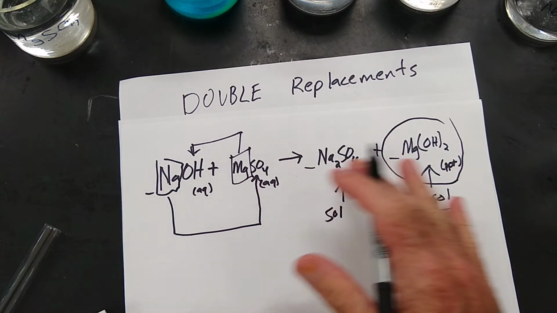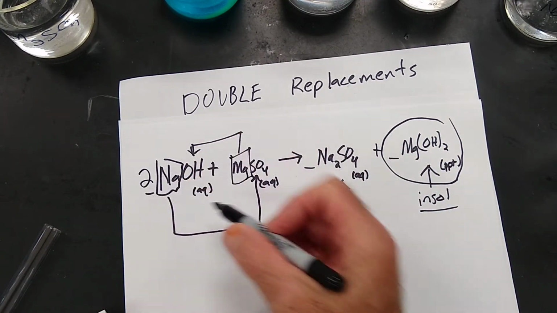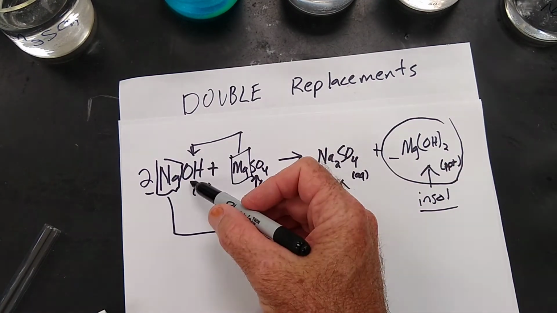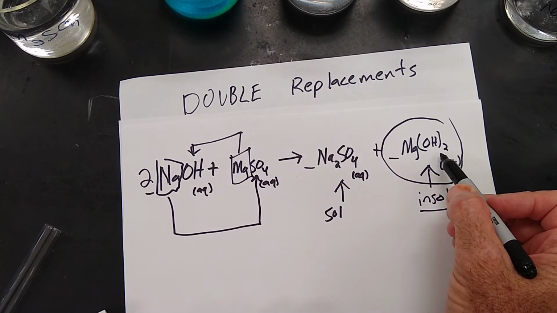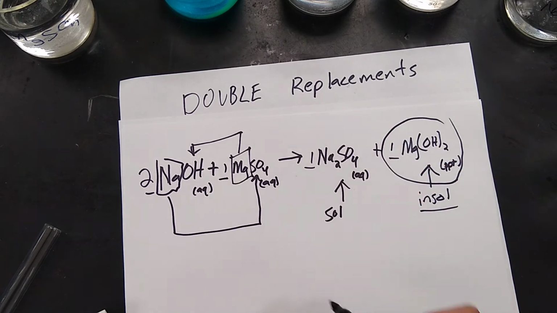Now we're going to balance this equation. I'll balance it for you. I've got 2 sodiums, 2. That gives us 2 hydroxides, and there's 2 right there, so that's good. Everybody else is happy. 2, 1, 1, 1. So let's actually do this, and let's make the precipitate magnesium hydroxide.